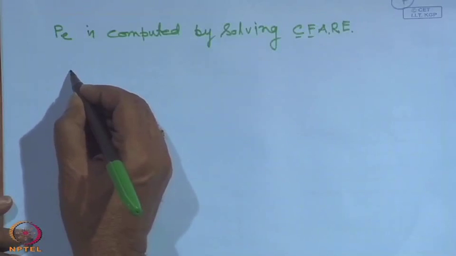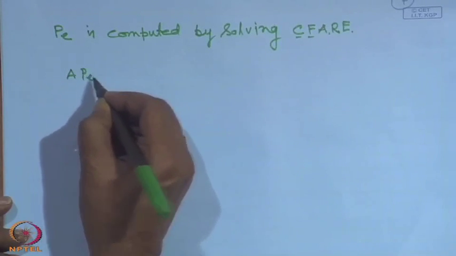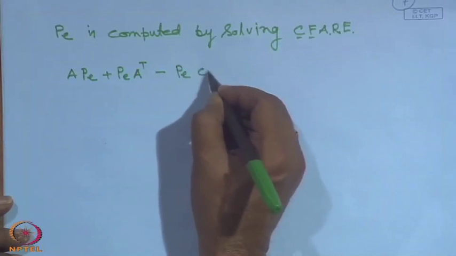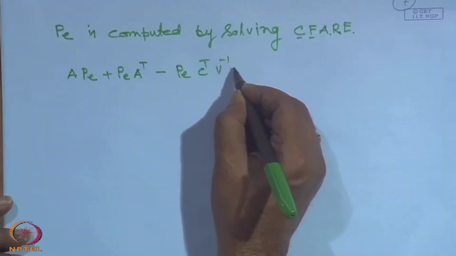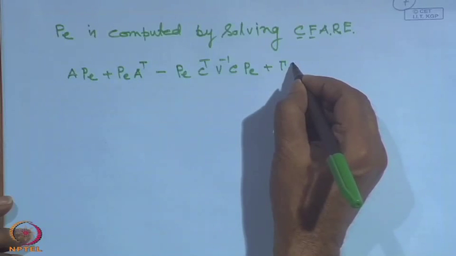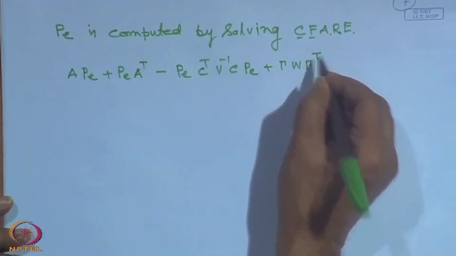And how are we doing it dual? In the controller, whatever A is there is replaced by A transpose, B is replaced by C transpose, Q is replaced by the noise covariance matrix, and R is replaced by the measurement noise covariance matrix. These are replaced in the original Riccati equation. If you replace them, it will come as A P E plus P E A transpose, then P E C transpose V inverse, agree? Then C P E, then gamma W gamma transpose.